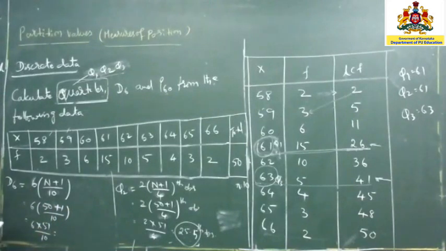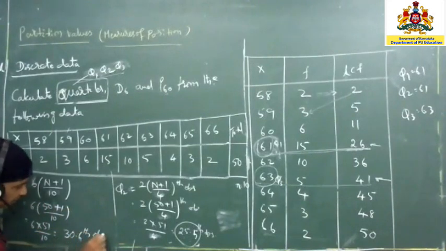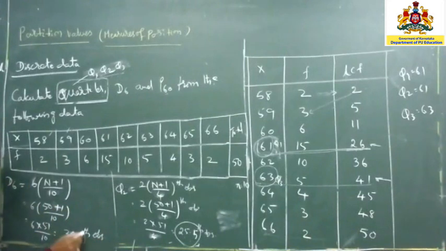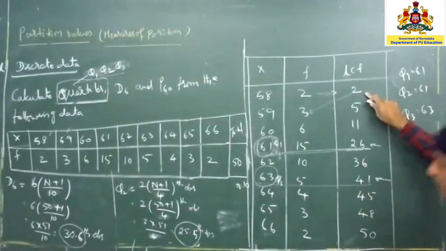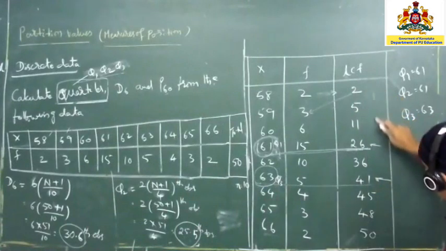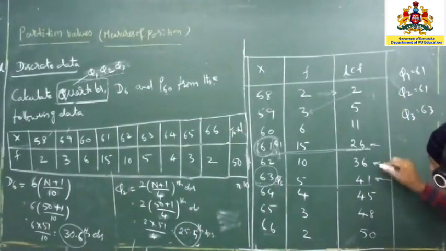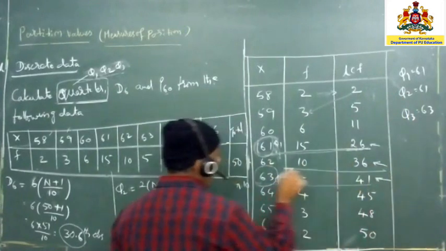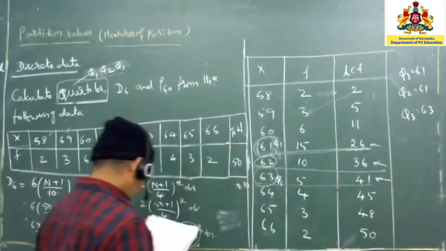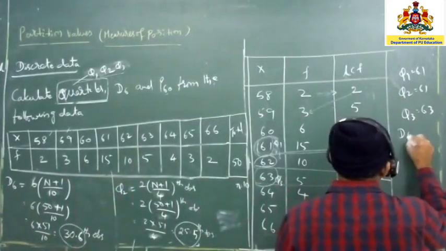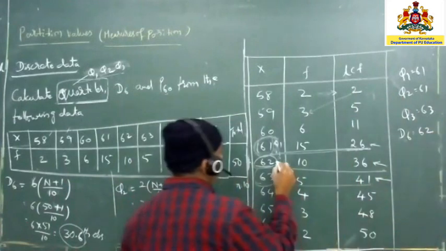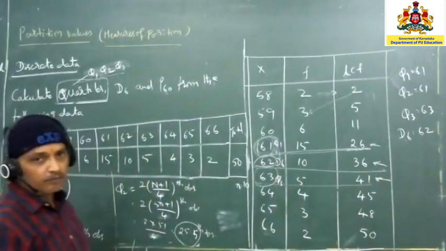So D6 is going to be 30.6, you will get 30.6 observation. So that is this value, that is 30.6. This 30.6 value, you have to look into the LCF. So 30.6, where will 30.6 be? Here. So 30.6, draw the line here itself only, and you are going to get the value 62. So D6 is going to be 62. So this is D6 you are going to get.